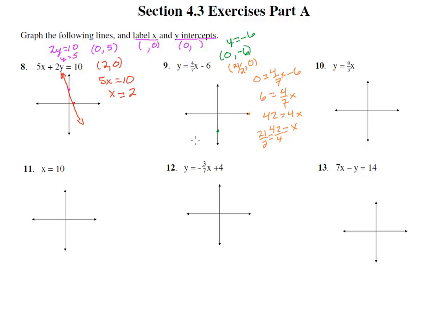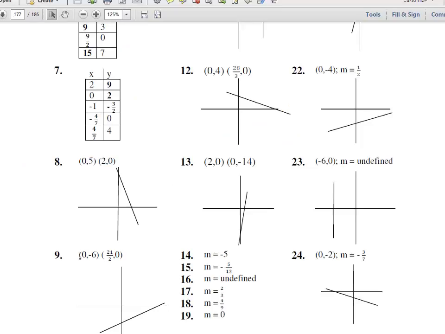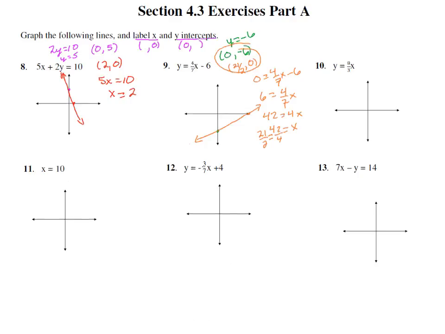And so the line here goes up, cuts these two points, but they only needed us to label these two points right here. Let's check our answer on number 9. 0, negative 6, yep, that's the y-intercept, and 21 halves, 0 is the x-intercept. And if you would put the decimal in, 10.5, that's perfectly fine.